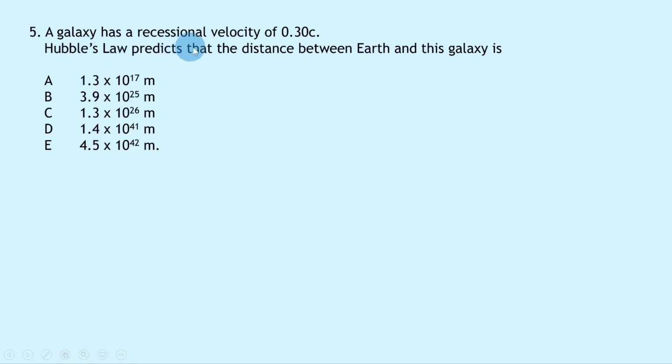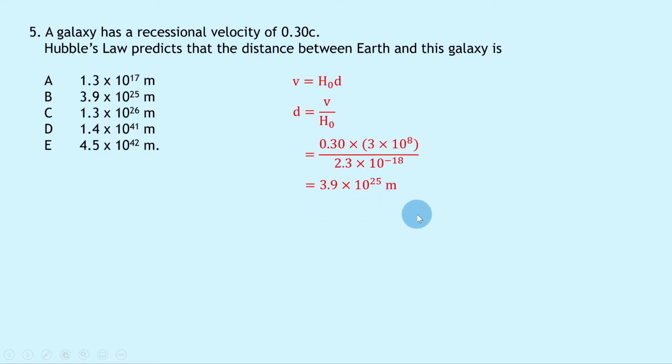Question 5 says a galaxy has a recessional velocity of 0.3c. Hubble's law predicts that the distance between Earth and this galaxy is... Well, for this we need to use our equation for Hubble's law, which is v equals H naught d, and we're trying to find the distance d. So let's rearrange for that to get d equals v over H naught, and we can plug in our numbers. So we've got v is 0.3 times the speed of light c, so that's 0.30 times 3 times 10 to the 8, which you can find on the datasheet, and then divide that by 2.3 times 10 to the minus 18, which is Hubble's constant, again from the datasheet. So putting that into your calculator will give you an answer of 3.9 times 10 to the 25 meters, which you can see as option B.